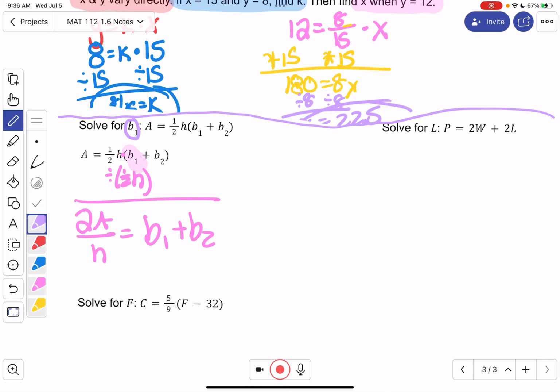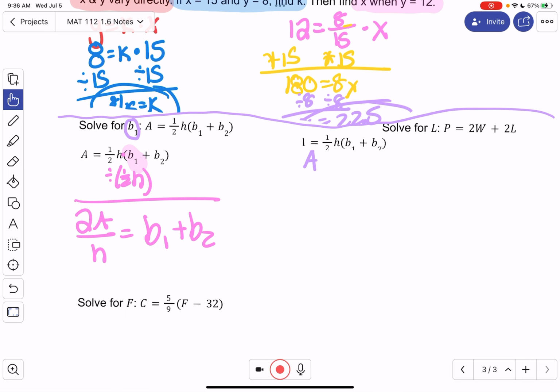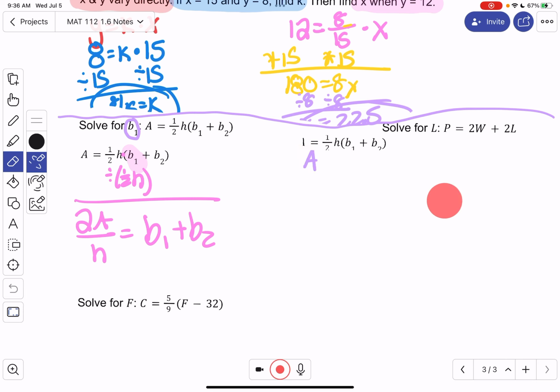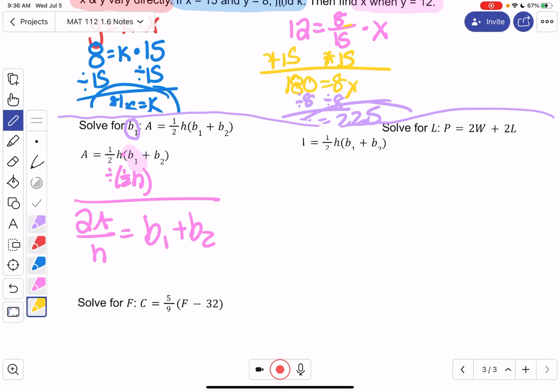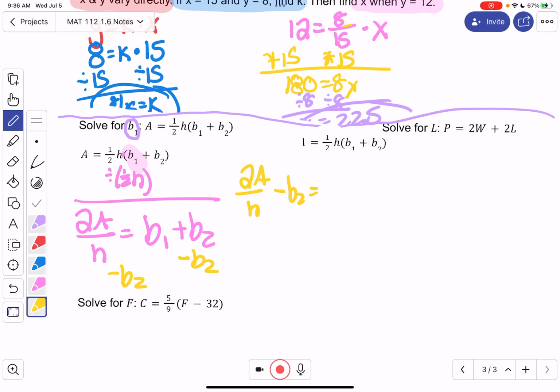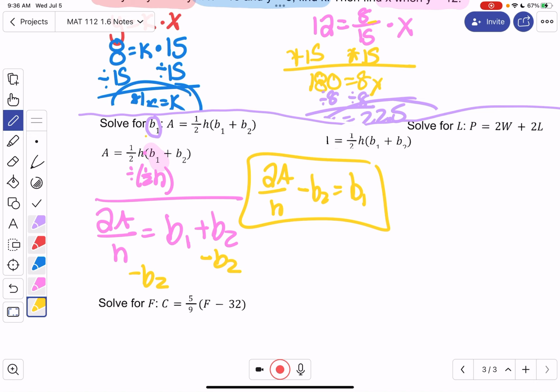Another thing that you could do is you could say, hey, I'm going to multiply both sides by 2 to get rid of the fraction, and then be left with the h, divide by h. All of them get you the same place. It's up to you how you choose to do them. Now, to get the b1 alone, we have to undo this addition. So we're going to subtract b2 from both sides. So we're left with 2a over h minus b2 equals b1. And we've solved because it says b1 equals.